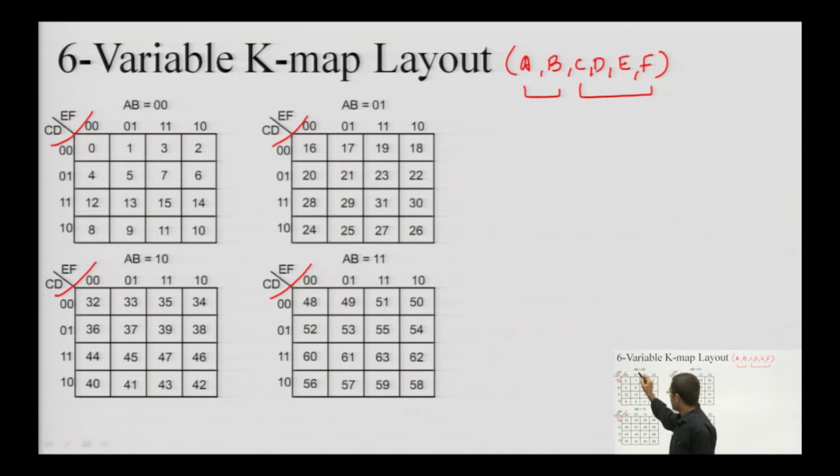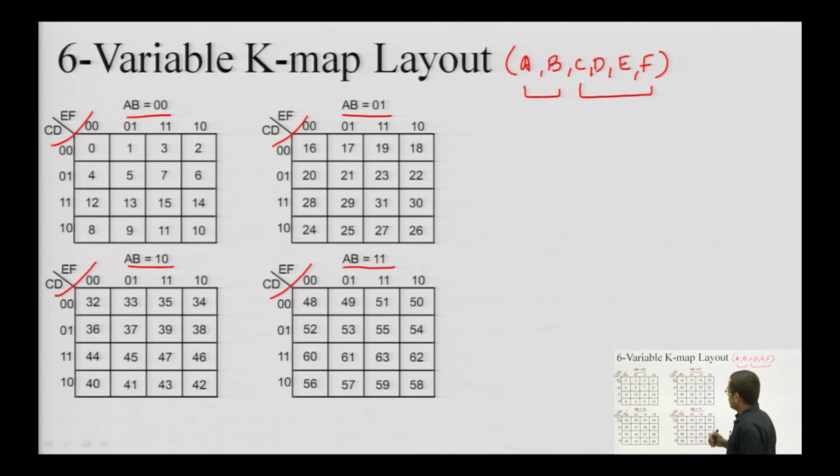Here we can see that A B is equal to 0 0. Similarly, again repeating that same K map for C D E F, for A B is equal to 0 1, then similarly for A B is equal to 1 0, and similarly A B is equal to 1 1. So, we have broken down the 64 cells into 16 cells K map in this way.